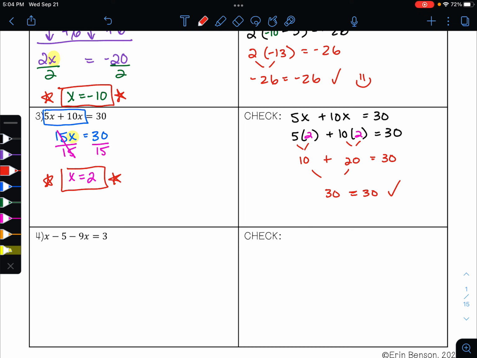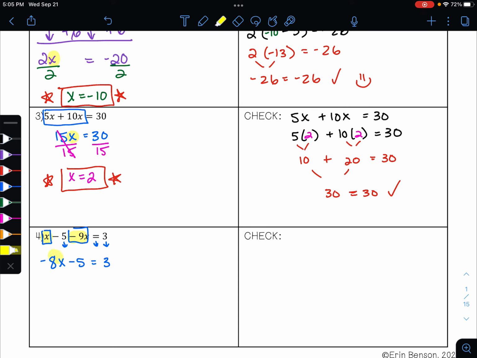Number 4. When I look at this one, I have two x's. Both of these x's are on the same side of my equal sign. So that means that I need to combine like terms first. 1x minus 9x is negative 8x. I'm going to bring down my negative 5. I'm going to bring down my equal sign and the 3.